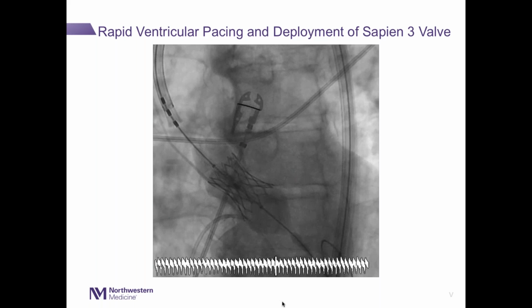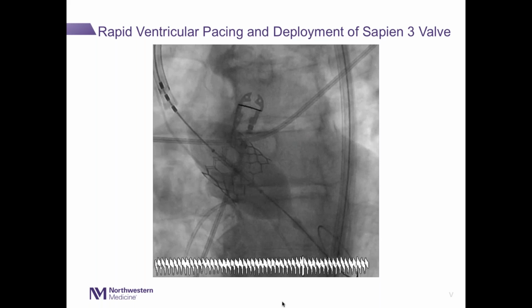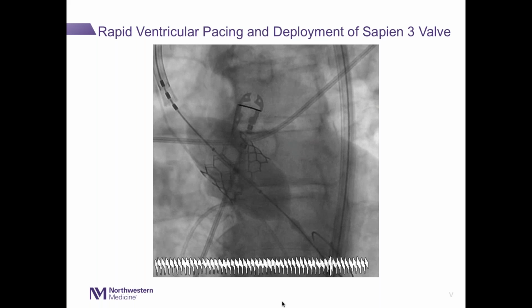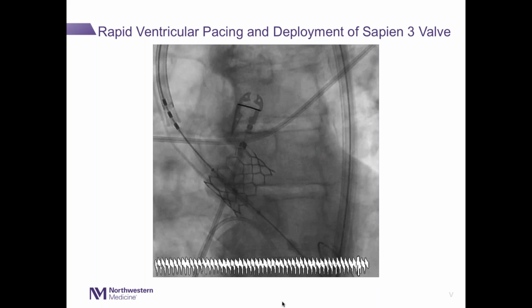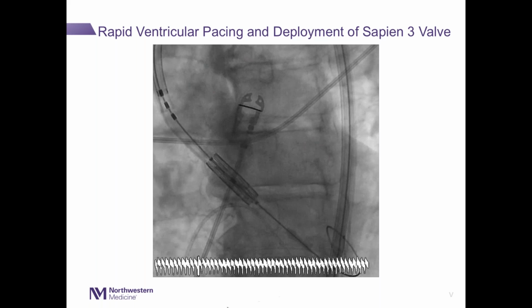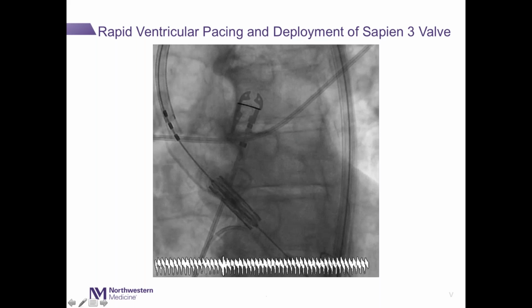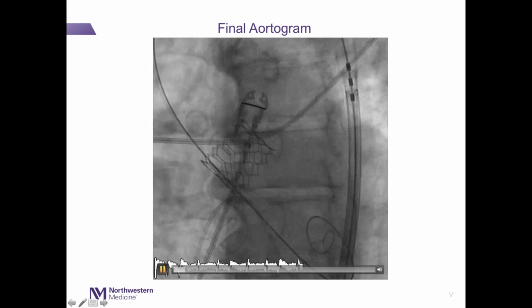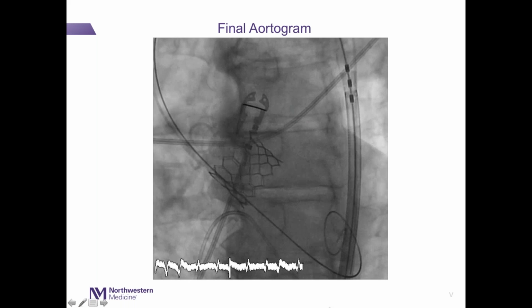Now you can see the balloon being inflated and the valve being positioned permanently in its location across the native aortic valve. Again, all done under X-ray guidance. That's the valve being implanted. I think we can go to the next one. And so this is typically how it looks after it's been implanted.